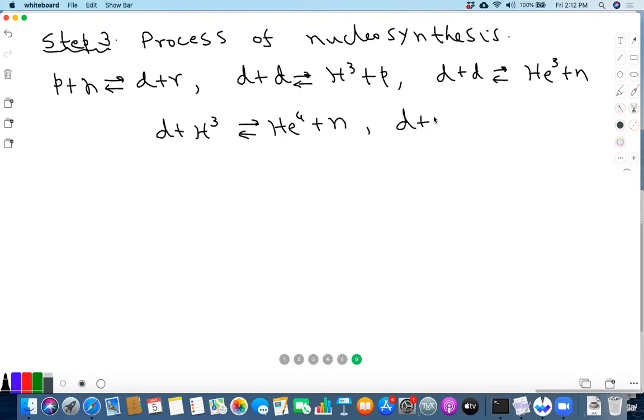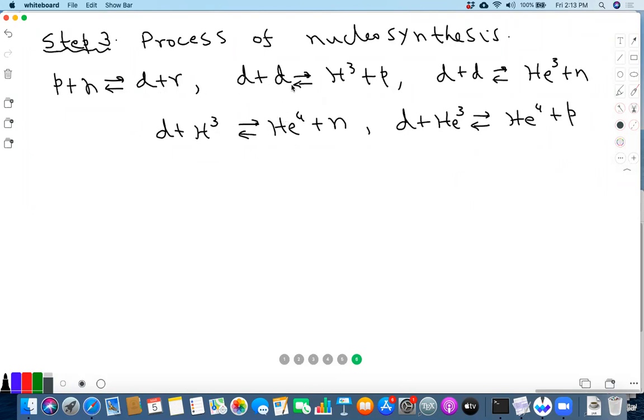And D plus He3 goes to helium-4 plus P. So basically the helium-4 forms by these successive steps. And you see that in order for all of these processes to take place, you need deuteron. Unless you can form deuteron, you don't have these processes.